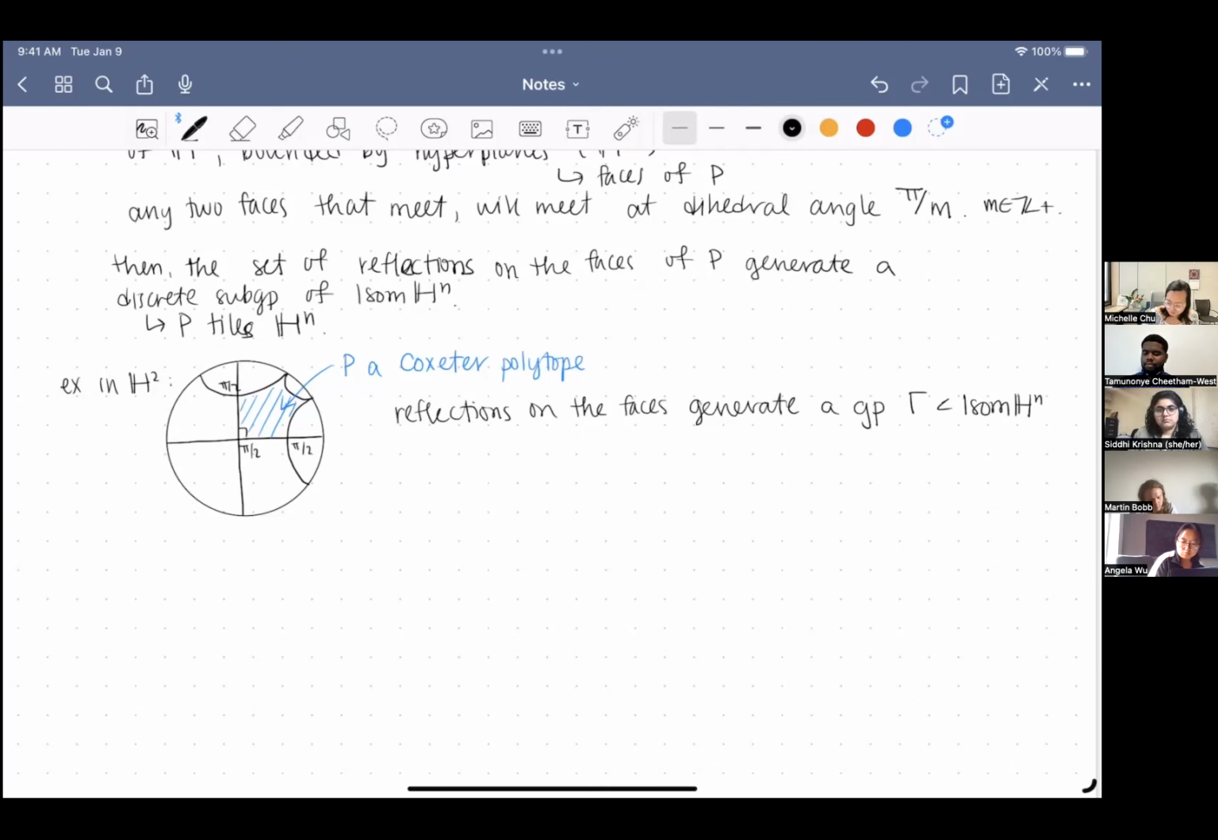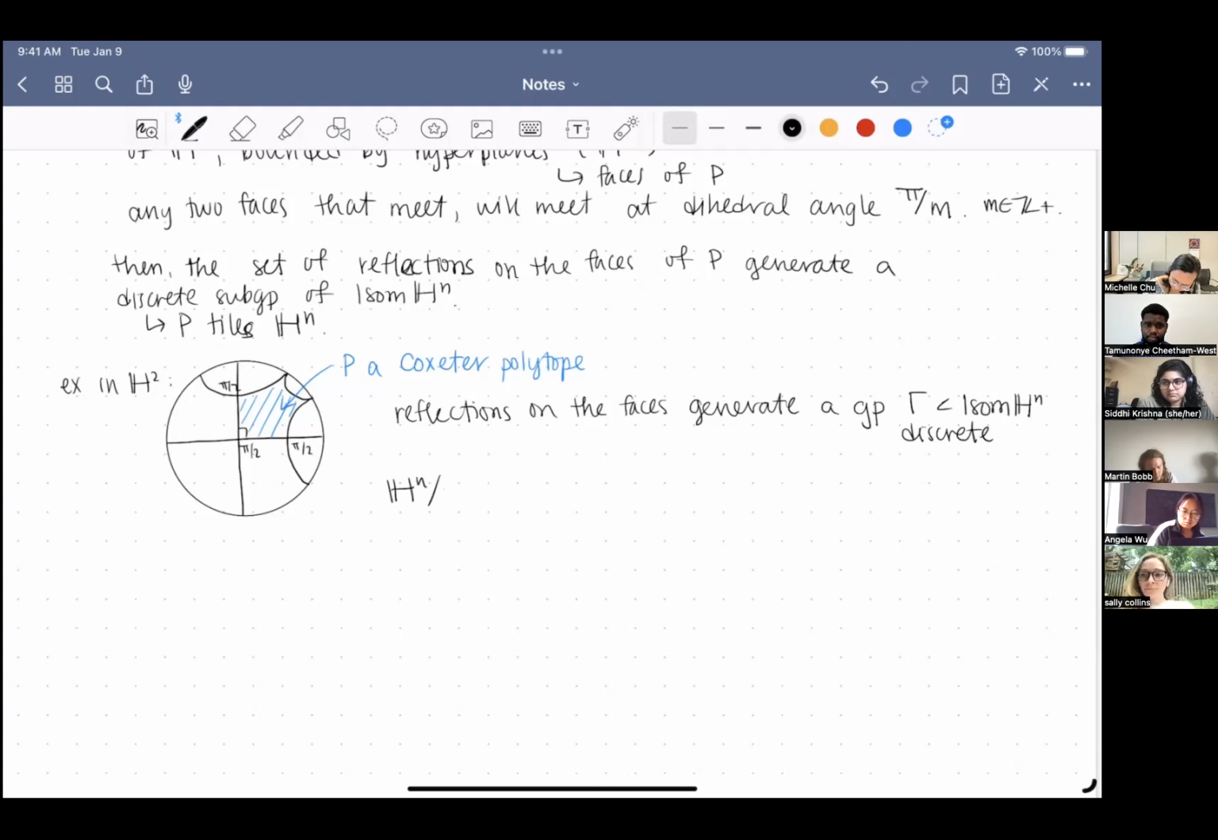Okay, and this group is going to be discrete. So let me say this here, it's discrete whenever this is a Coxeter polytope. But actually, if I look at the quotient of Hn by this gamma, this is going to be an orbifold. So it's never going to give me a manifold as is, but we can always find manifold covers as long as we take a cover of a degree that's high enough to get rid of all those orbifold points. So this is one way of finding manifolds starting from a Coxeter polytope.